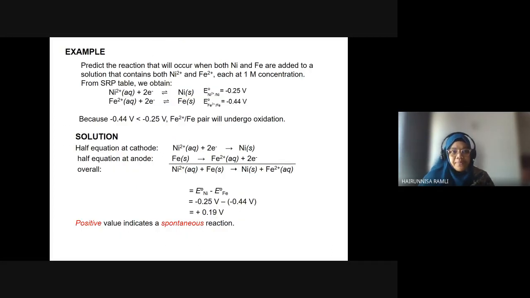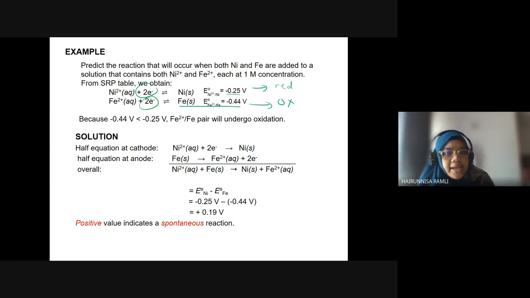Macam contoh kat sini, predict the reaction that will occur when both nickel and Fe are added to a solution contain both Ni2 plus and Fe2 plus, each at 1 molar concentration. So okay, from SRP, standard reduction potential, kita dapatlah ni value dia dalam bentuk reduction. Okay, so kita tahu kat sini siapa lagi negatif? Fe. So dia akan undergo oxidation. Yang ini kurang negatif, so dia akan undergo reduction.